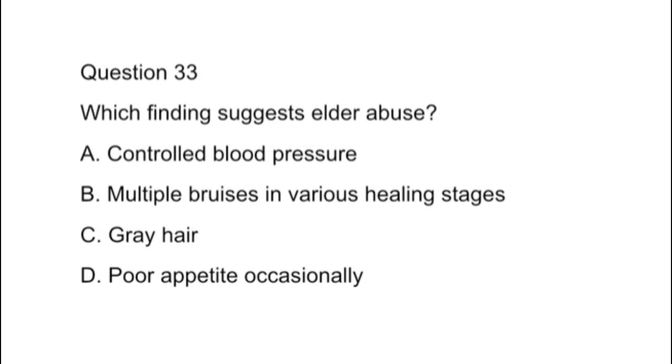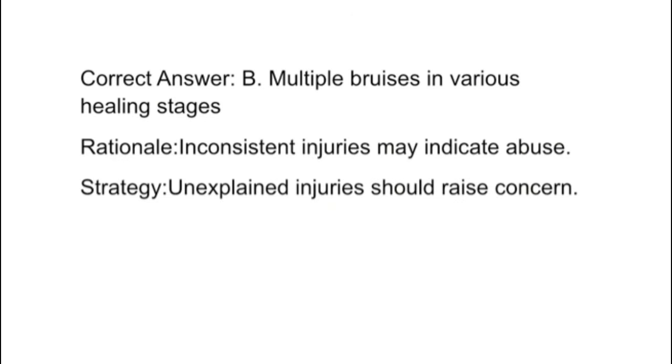Question 33. Which finding suggests elder abuse? A. Controlled blood pressure. B. Multiple bruises in various healing stages. C. Gray hair. D. Poor appetite occasionally. Correct answer, B. Multiple bruises in various healing stages. Rationale. Inconsistent injuries may indicate abuse. Strategy. Unexplained injuries should raise concern.